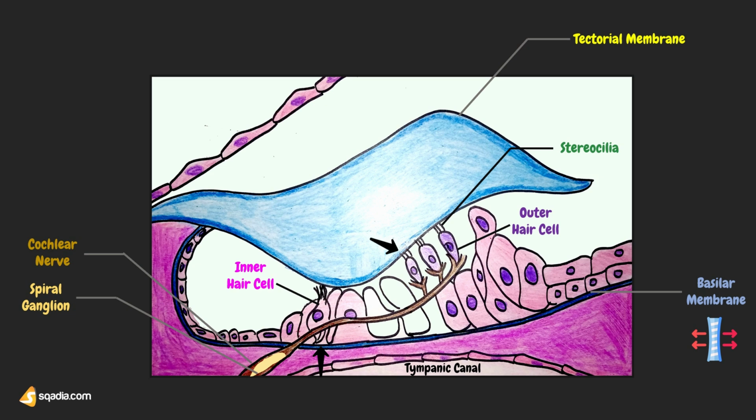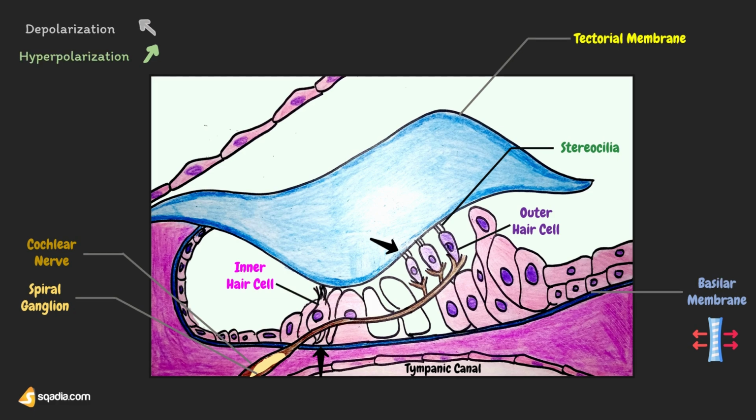Vibration of the basilar membrane causes the hair cells to bend by shearing force as they push against the tectorial membrane. Bending of the cilia causes changes in potassium conductance of the hair cell membrane. Bending in one direction causes depolarization. Bending in the other direction causes hyperpolarization.